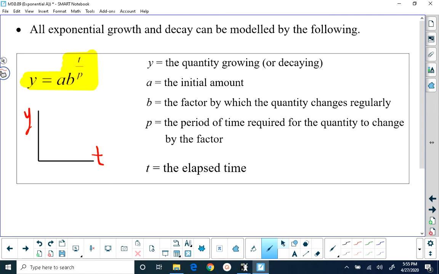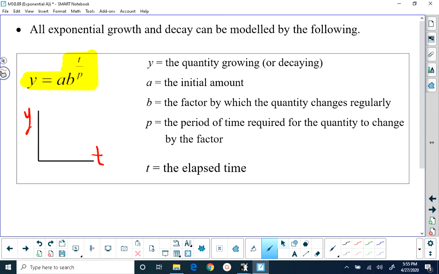In the example of my truck, the initial amount A would have been $34,000 because I believe that's what I spent for it. That's what it was worth. B is the factor by which things are changing regularly. So I will tell you right now that for about the first 15 years of owning a vehicle, the value of B is 0.8, which means that every year you drive it, the new value at the end of the year is only worth 80% of what it was at the beginning of the year. So each year it gets multiplied by 0.8.